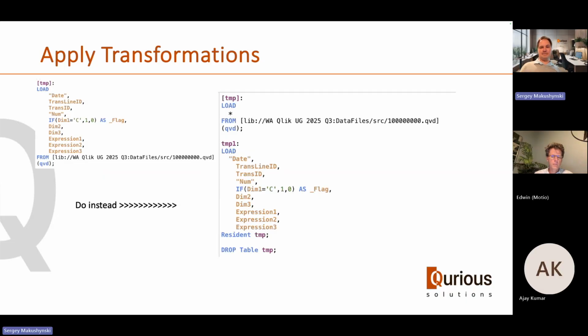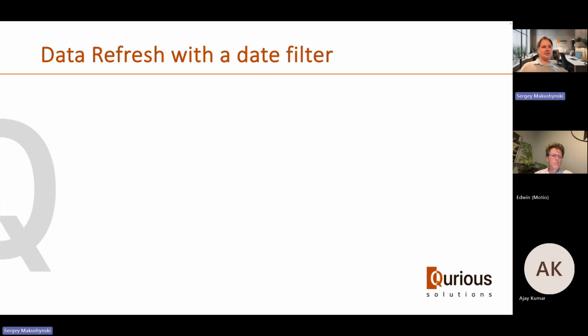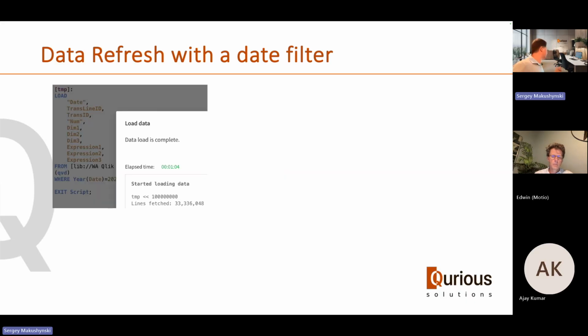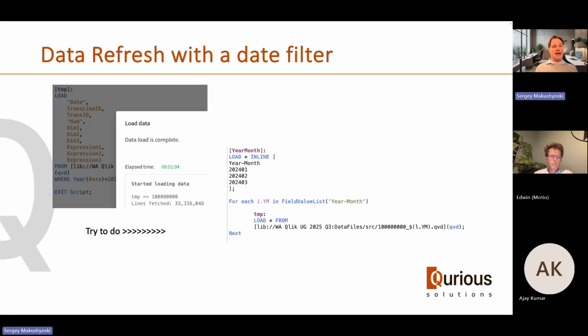There are probably a couple more things. The next thing is about data refresh with the date filter. What you often see is that people say, okay, there is no year or month field or anything like that, there is a date. So I can say where year(date) equals 2024. As you can see, we again loaded just a third of the data set, and it's more than a minute. So it takes time.